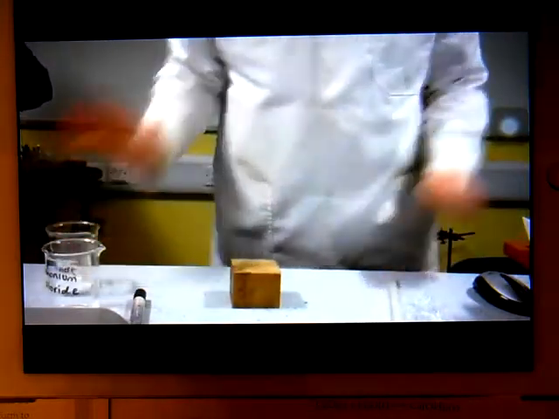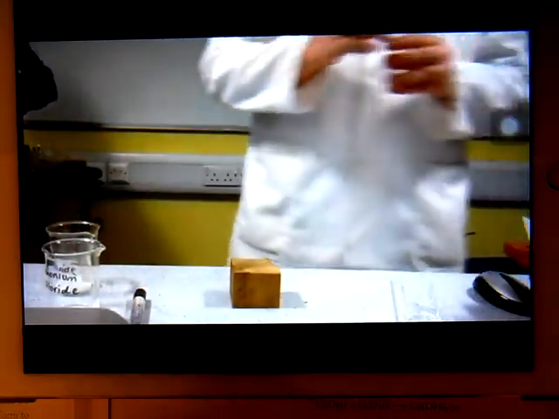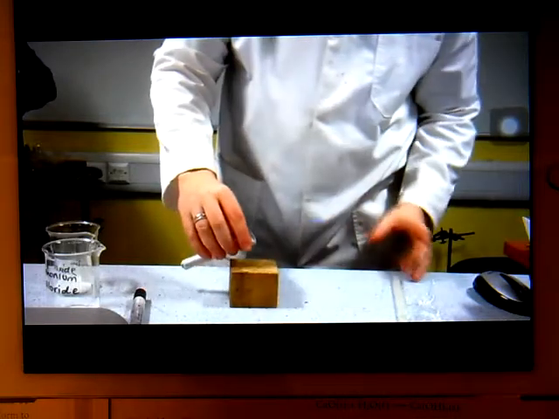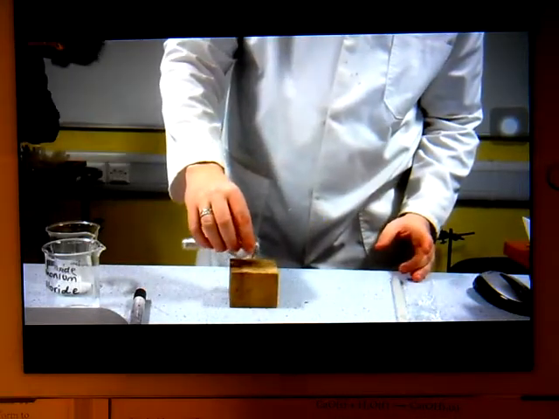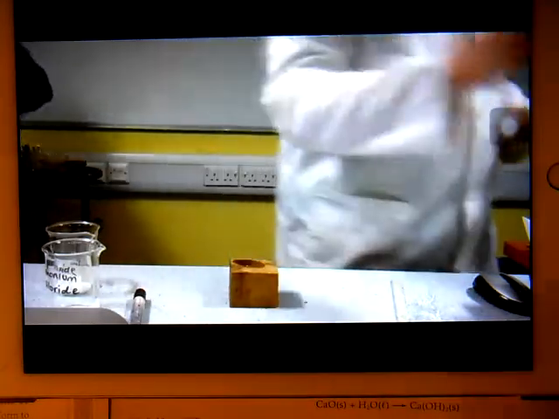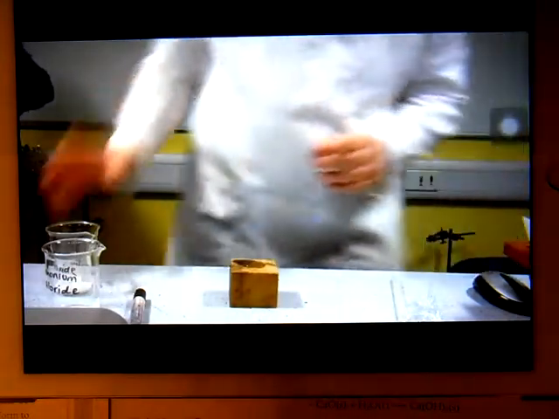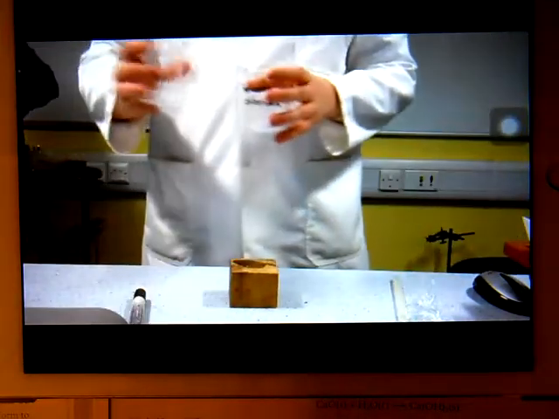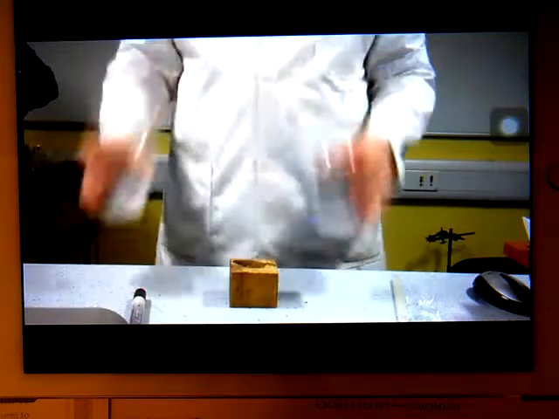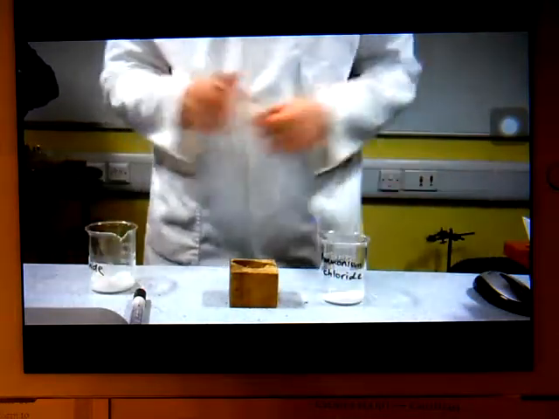So, what I'm going to do to show how much heat this is taking in, I'm going to make this wooden block wet. Now, you will see why I've done that in a second. So, I'm going to mix these two things together carefully. Let me just break that up a bit. Mix these two things together.